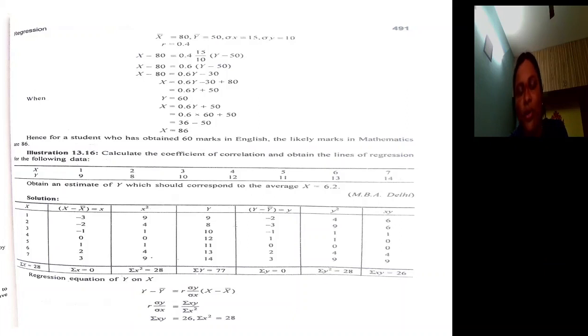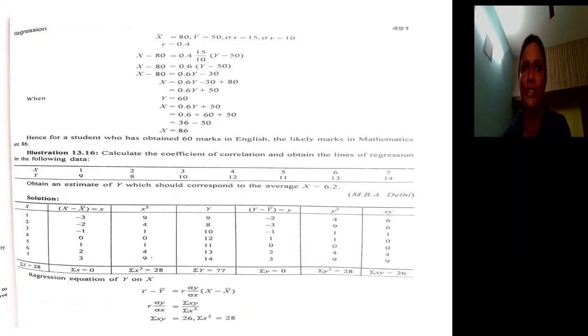In the same way, we have to calculate the difference between y and y bar. So y minus y bar is equal to minus 2, minus 3, minus 1, 1, 0, 2, 3. Then we have to square that deviation, y minus y bar square. Don't write it as y square, you write it as y minus y bar square.